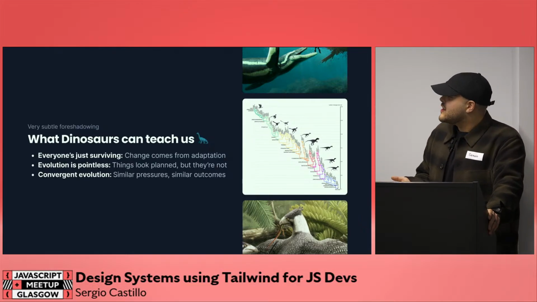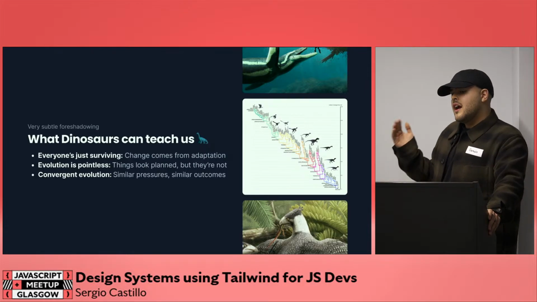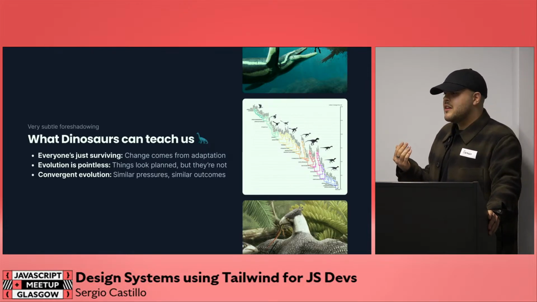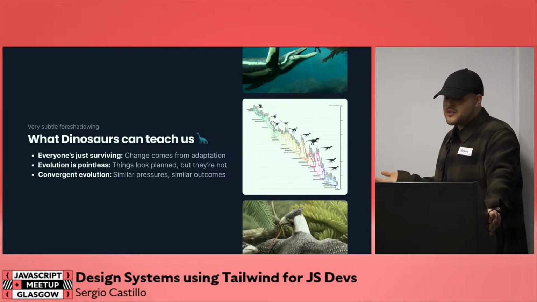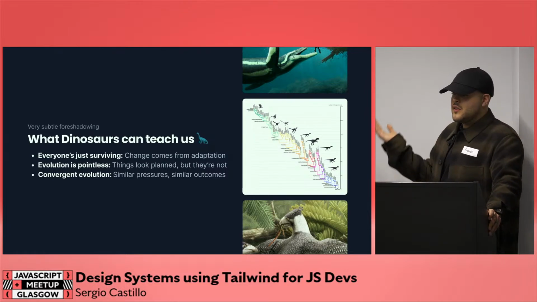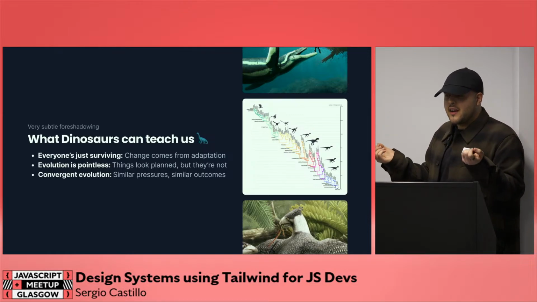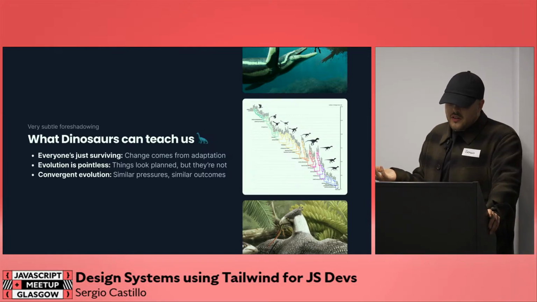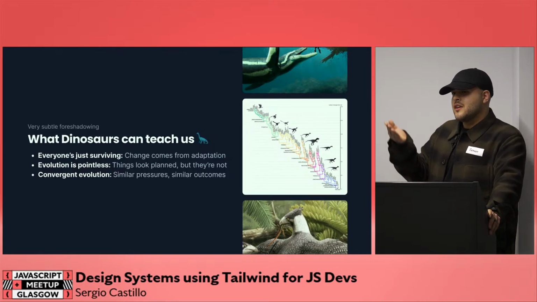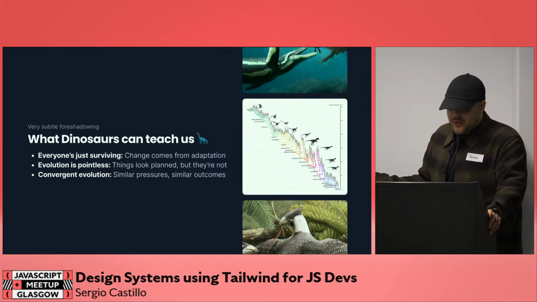So there's a concept in paleontology and evolution called convergent evolution. It's the idea that when you have similar environments and similar pressures, they produce similar outcomes. If you look at a shark and a dolphin, they're quite similar, they have a very similar body plan, even though they're not related to one another, but that's just because similar pressures will produce similar results.